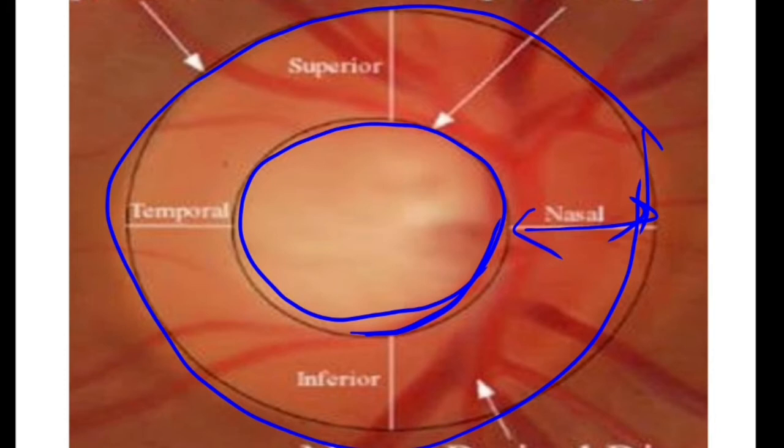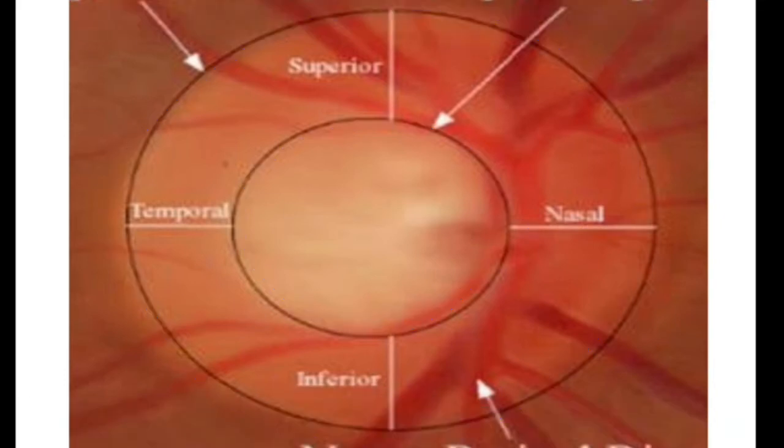When you are checking for the neuroretinal rim, you should always concentrate on the color of the neuroretinal rim and the width of the neuroretinal rim in various quadrants. Normally, the color of the neuroretinal rim is pink. Even in glaucoma patients, the neuroretinal rim remains pink until the end stage.